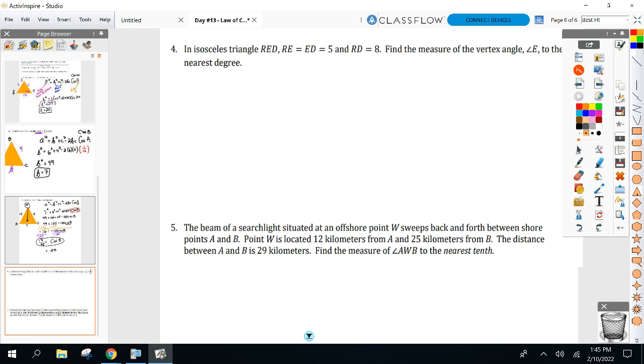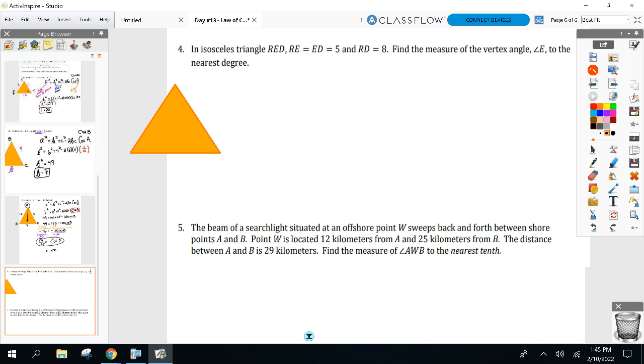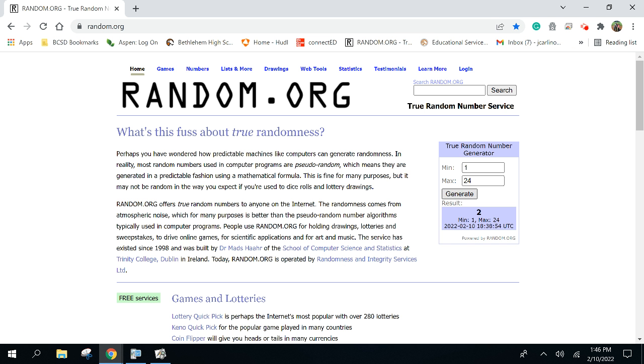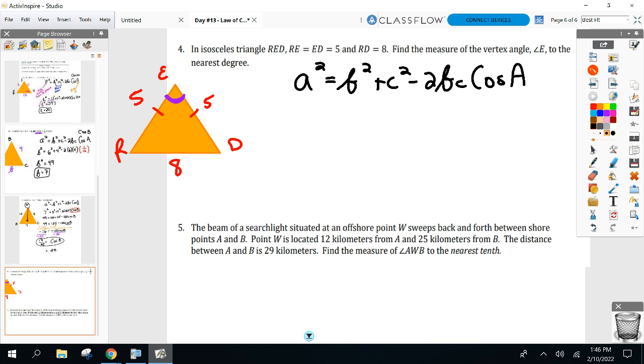New triangle, new values, but now I actually want the angle measurement in degrees. Good old triangle red. I'll even do the vertices in red. RE is congruent to ED, and they're both 5. The base is 8. What's angle E? What side are we going to start out law of cosines with here? What side starts it off? 8. Good. It's across from E, the angle we're trying to find. 8 squared equals 5 squared plus 5 squared minus 2 times 5 times 5 cosine E.